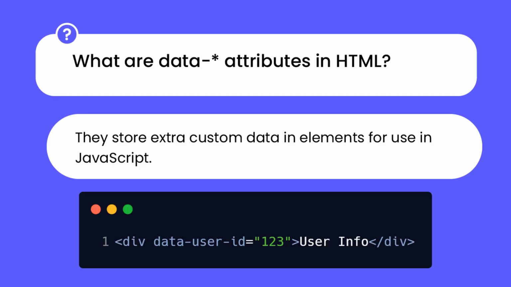What are data-asterisk attributes in HTML? Data attributes in HTML start with data- and let you store information right inside an element. For example, you might have data-user=123 to keep track of the user ID. These attributes don't affect how the page looks but can be really useful for JavaScript to grab and use that info.